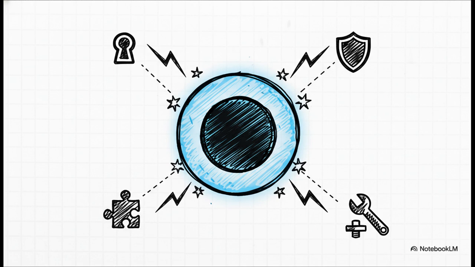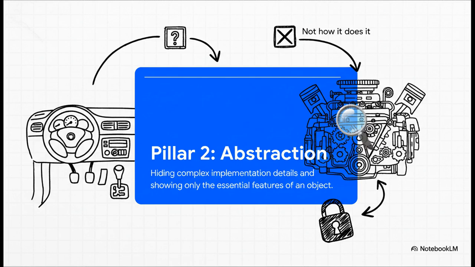All right, pillar number 2 is abstraction. So if encapsulation is about bundling and protecting data, abstraction is all about hiding the messy details. It's about simplification. Think about driving a car again. You've got a steering wheel, a gas pedal, and a brake. That's it.